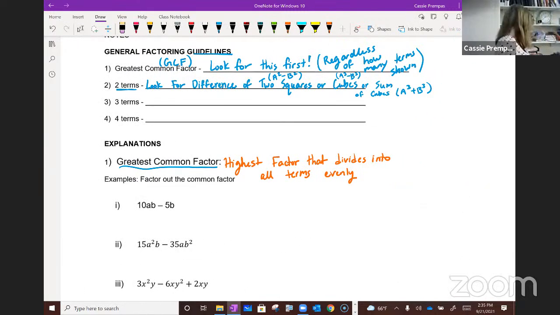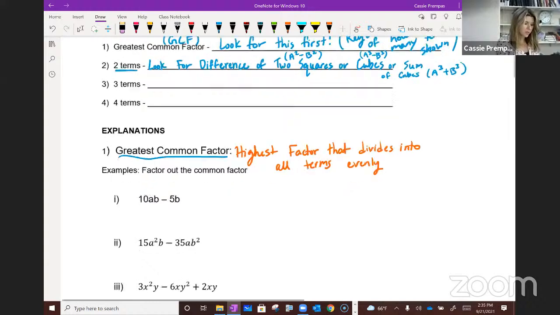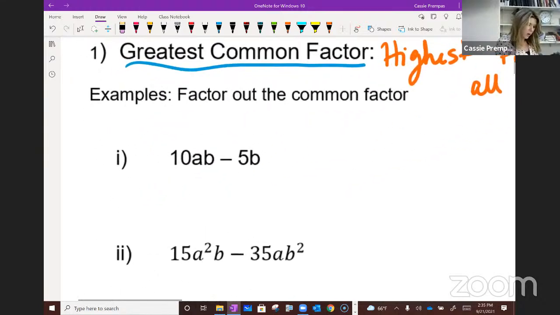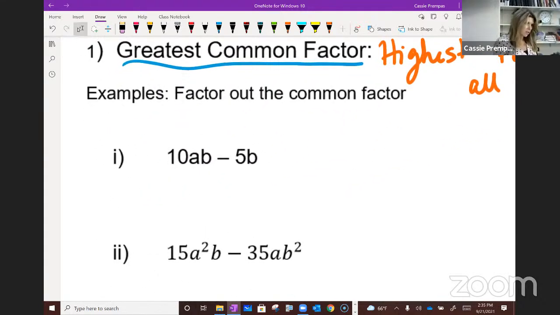Now, I know you guys have heard this before. Factoring is a huge concept in algebra. So let's go to some basic factorings. Number 1, factor out the common factor.